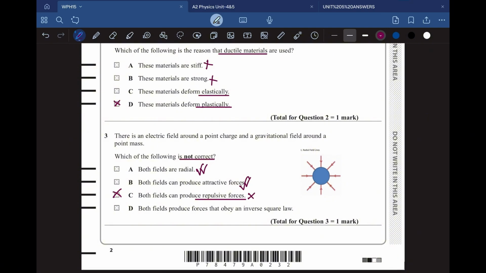Now the next part says both fields produce forces that obey an inverse square law. Yeah, it is correct as well, because F is equal to GMm by r squared, and F is equal to kQ1Q2 by r squared. So F and r squared are obeying an inverse square law.